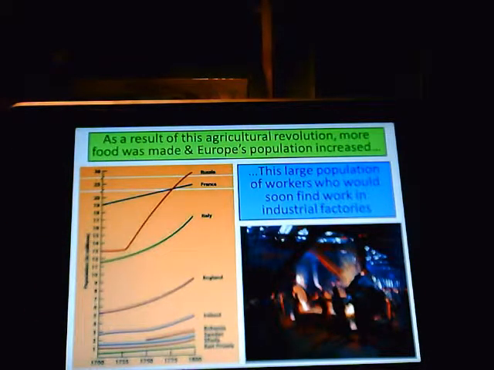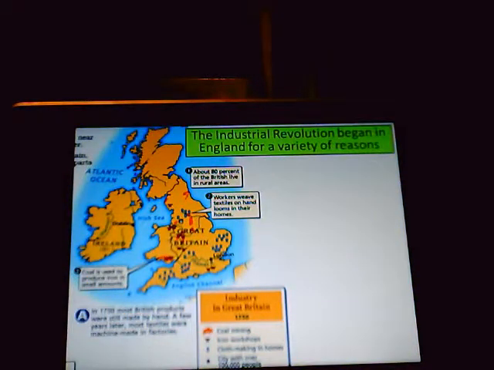This large population of workers would soon find work in industrial factories. It's another thing that we're going to want to be talking about. The Industrial Revolution began in England for a variety of reasons. About 80% of the British lived in rural areas. Workers wove textiles by hand. In the 1750s, most British products were still made by hand. A few years later, most textiles were machine-made in factories. It's just faster to make it with a machine.